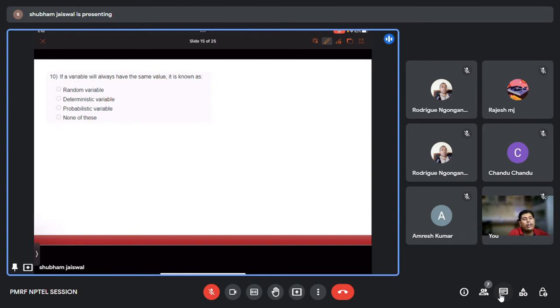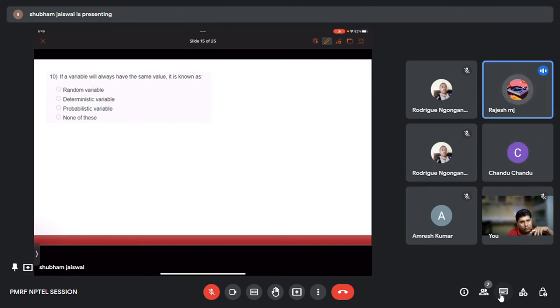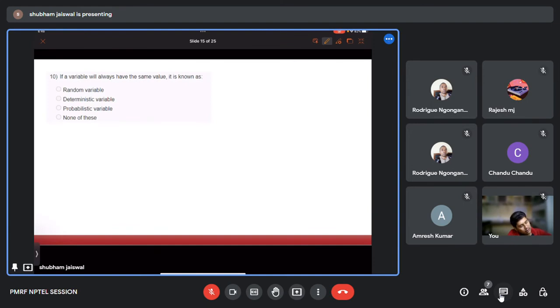This is related to your error also. From the types of error, you can easily answer this one. So deterministic variable. Yeah, you're right. The correct answer is deterministic variable. And why is it deterministic? Can you explain a bit further?